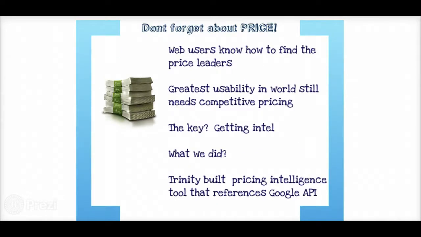If you're an e-commerce retailer, don't forget about price, as it's a key aspect in the conversion equation. Web users know how to find the price leaders, and the greatest usability in the world will not beat competitive pricing. The key is getting intelligence. What we did at Trinity was build solutions around Google APIs as well as manual crawling to help map out pricing and incorporate category matching in data feeds, so we can really see which products we're overpriced on and which ones we're underpriced on.